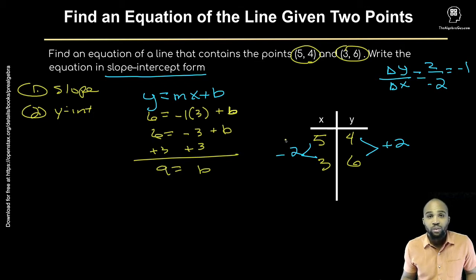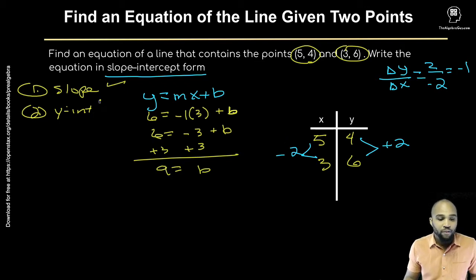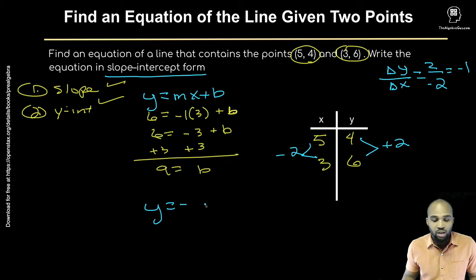Guess what? We're done. We found the slope and we found the y-intercept. Now let's write our equation. So now I know my equation is going to be, slope is negative 1, so that's just negative x plus 9. So this equation will help me find any point on that line.